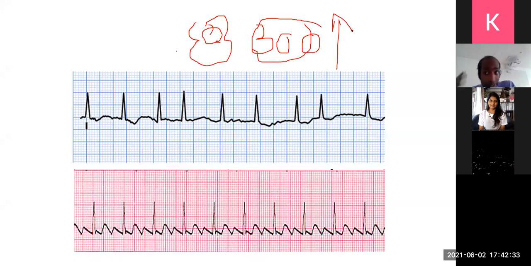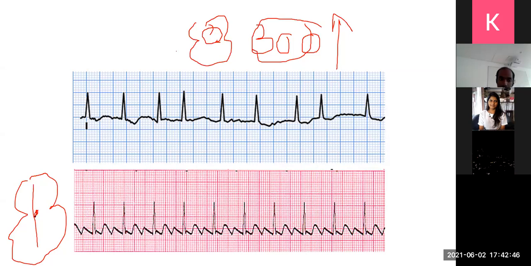So can it also beat at 300? The answer is no, because why? Why can't it match the atrial rate? Because of the AV node. The AV node cannot conduct that fast. So usually there is a sort of 2 to 1 delay there because of the block.